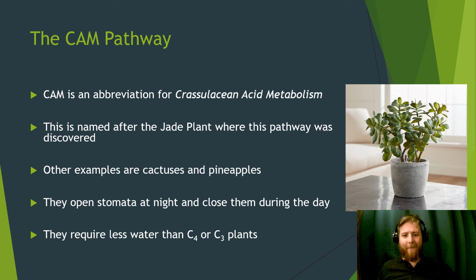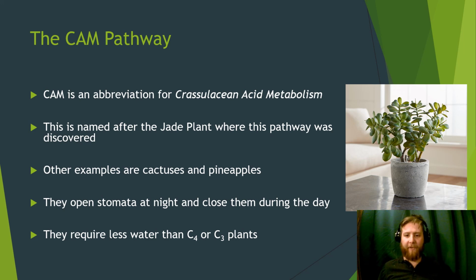Now, even more adapted are plants that have the CAM pathway. CAM is an abbreviation for crassulacean acid metabolism. This is named after the group of plants, or the jade plant, where this pathway was discovered first. Other examples of really hardy plants that use this method include cactuses and pineapples.